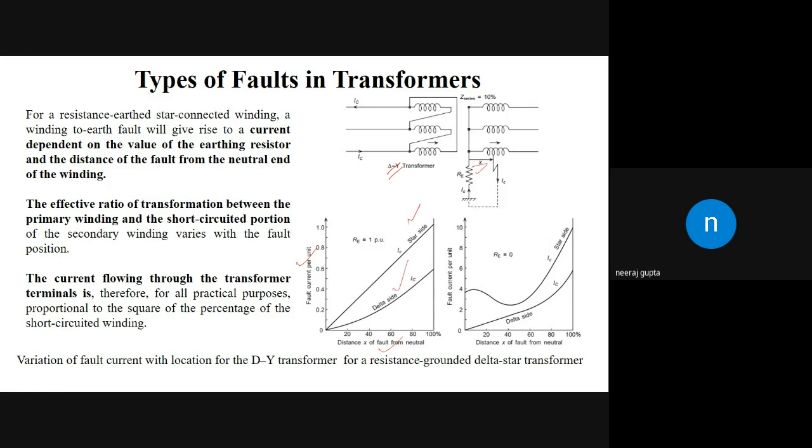it is also going to increase, because when the short circuit fault occurs, the effective ratio of transformation between line to ground is affected. Now, this is the case when we have a particular value of the resistance, let it be 1 per unit. In another case, we have taken the resistance as 0, so no such pattern has been observed, and it is seen that on the delta side the current is increasing, however on the star side the current is decreasing.